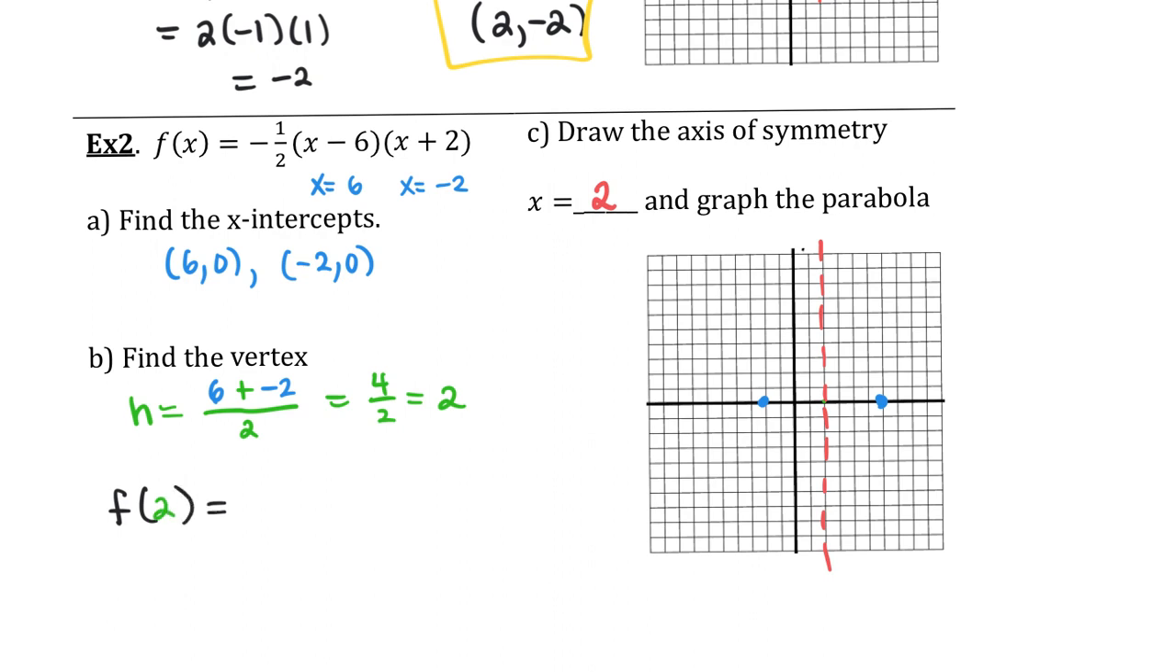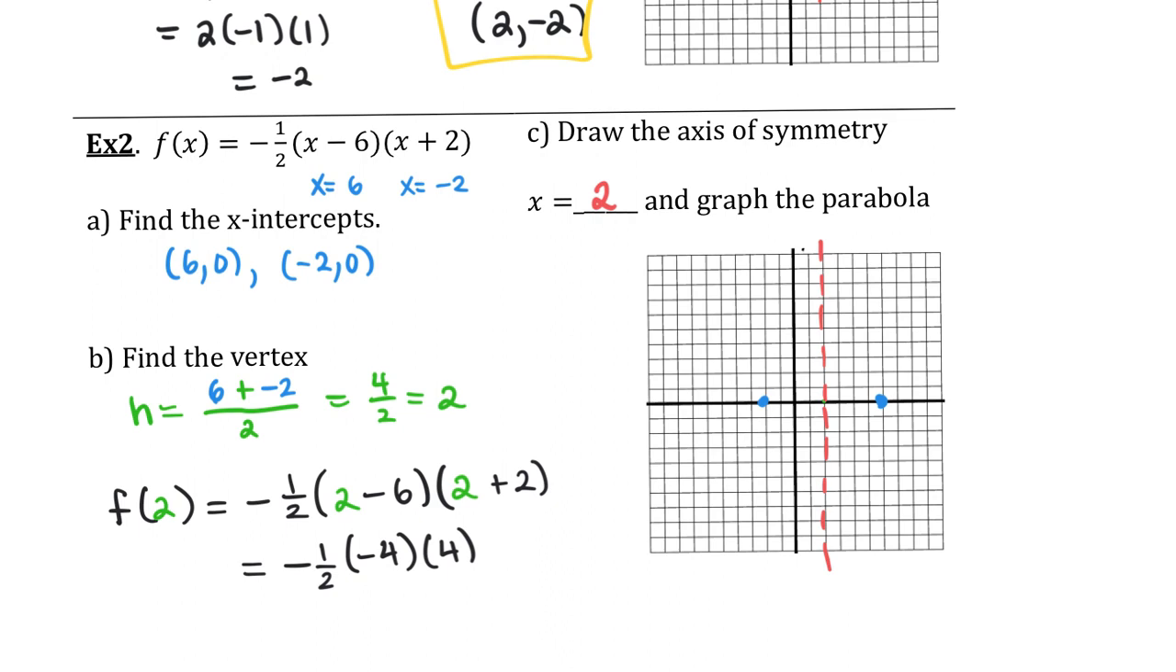equals, and even though this looks like a funny equation, I'm going to plug it in. And if I work the parentheses, it's going to end up being not that bad. So what am I plugging in? I'm plugging in h is 2. Okay, and I'm not going to try to distribute anything here because it's going to come out nicer if I leave it in factored form. Okay, 2 minus 6 is negative 4. 2 plus 2 is 4. Okay, so I'm going to do negative 1/2 times negative 4 times 4.